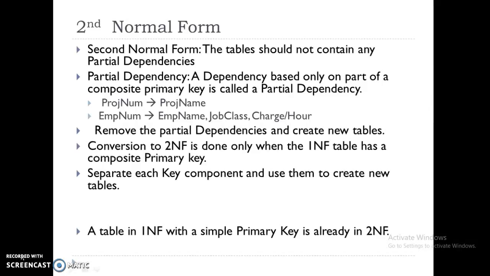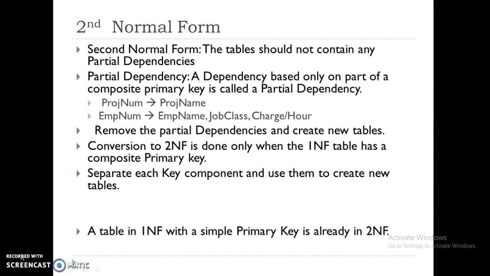Like we have said already, the partial dependencies within this given structure are: project number helps in determining the project name, and employee number determines employee name, job class, and charge per hour. Our composite primary key was project number and employee number. So any dependency which occurs only on one part of this primary key is a partial dependency and has to be removed from the given structure. And what we do is we remove these partial dependencies and create new tables for each of these dependencies.